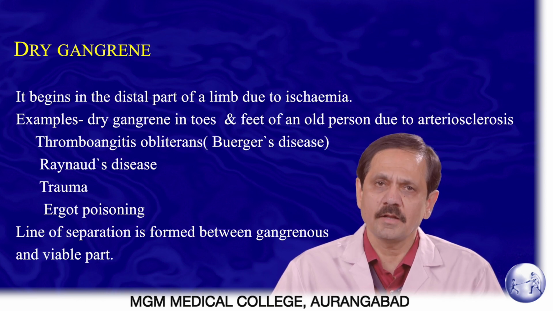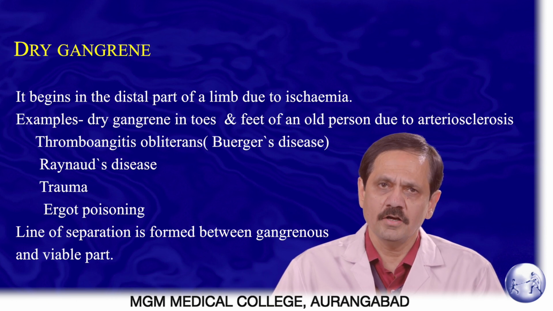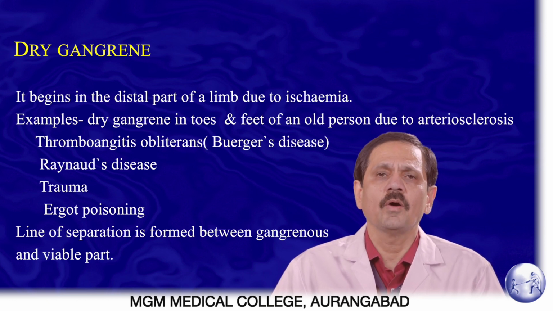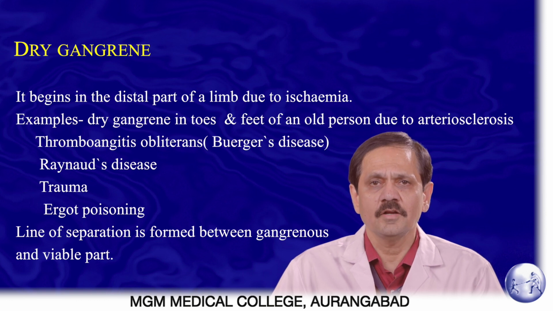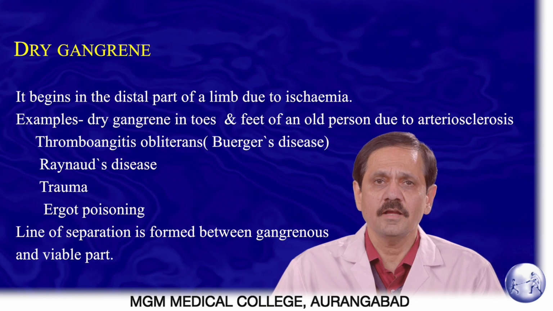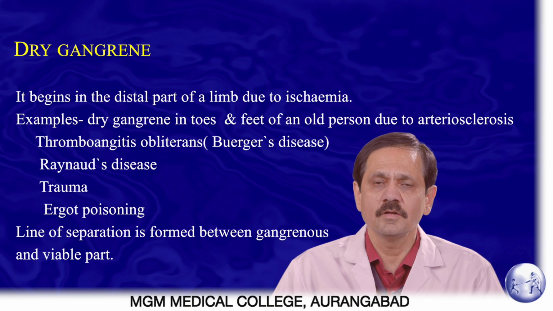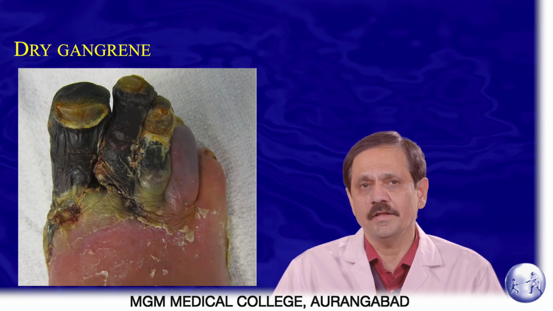So, what is the difference between dry and wet gangrene? Dry gangrene is small, shrunken and shriveled in appearance, while wet gangrene is large and moist in appearance. A line of demarcation is present between the gangrenous part and the normal part in dry gangrene, while the line of demarcation is absent in wet gangrene.